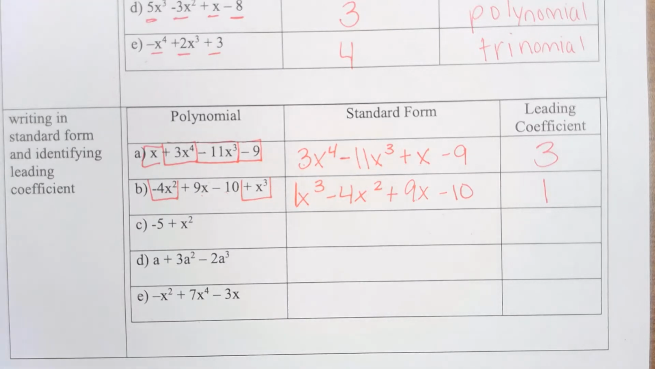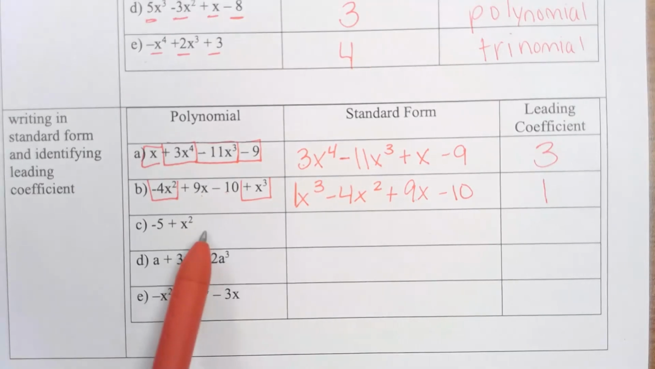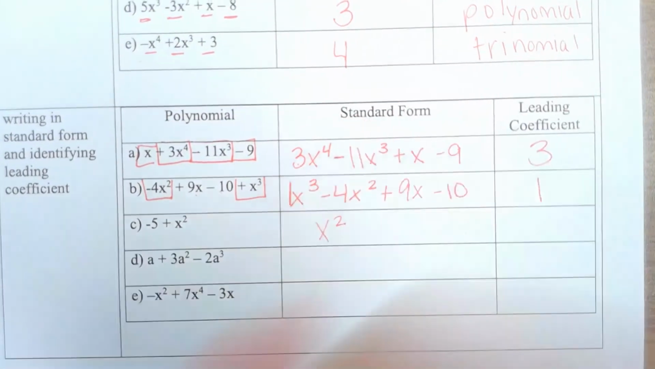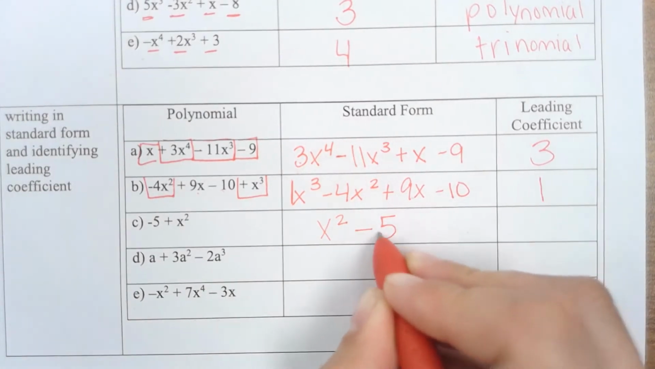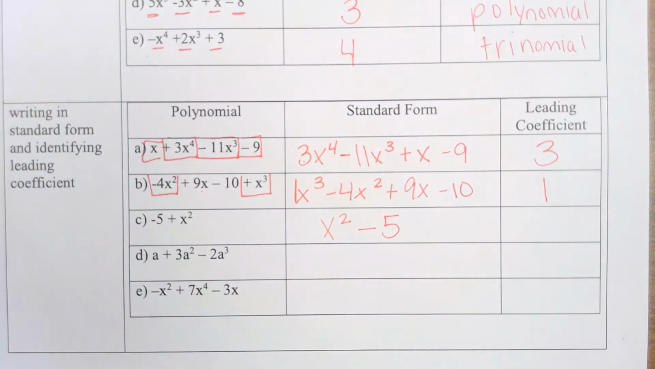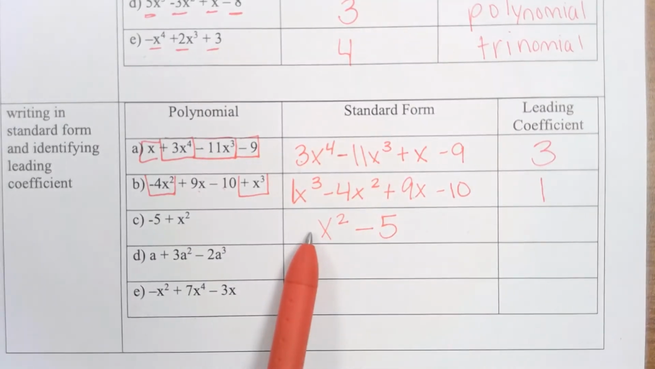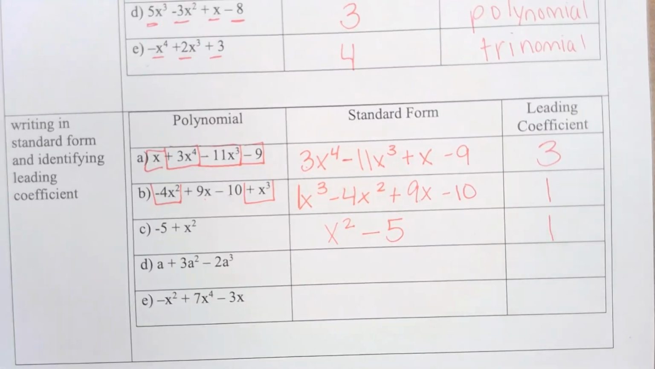Alright, so then the next one, I have a negative 5 plus an x squared. Again, my x squared is going to need to come first in my standard form. So it's going to be x squared, and then I do just need to attach that negative 5 at the end. So you can put plus negative 5, or you can just put minus 5. And then again, guys, our leading coefficient is going to be attached to the variable. Again, if it doesn't have one, remember you can put that imaginary 1 there. So our leading coefficient is again going to be 1.